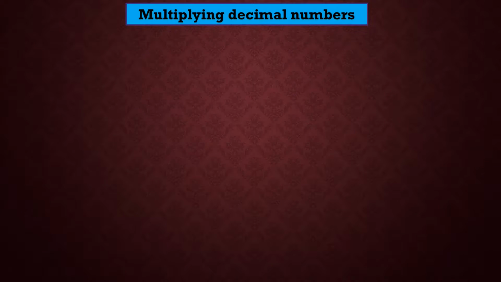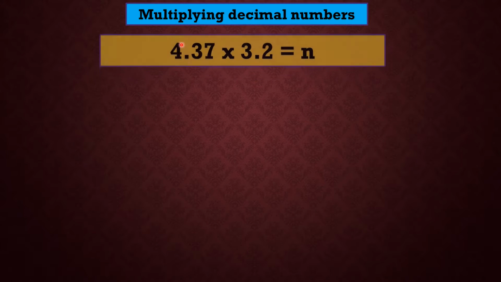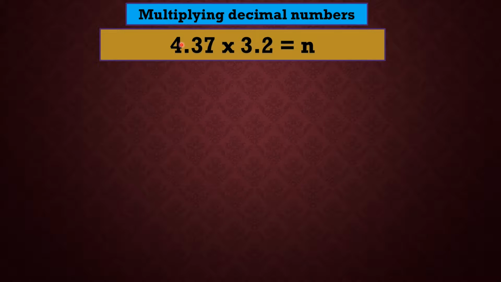Okay, good morning. So, what we're going to do right now is multiplying decimal numbers. How are we going to multiply decimal numbers? I have your example: 4 and 37 hundredths times 3 and 2 tenths.